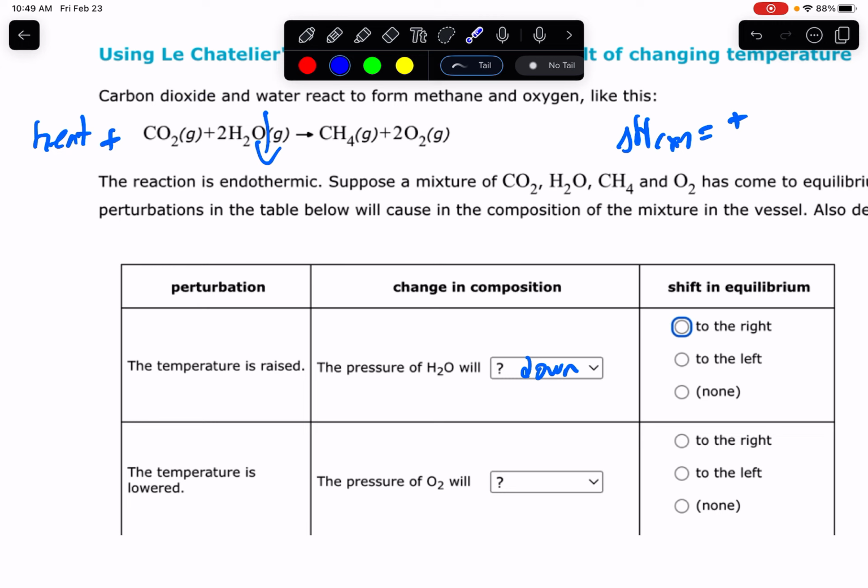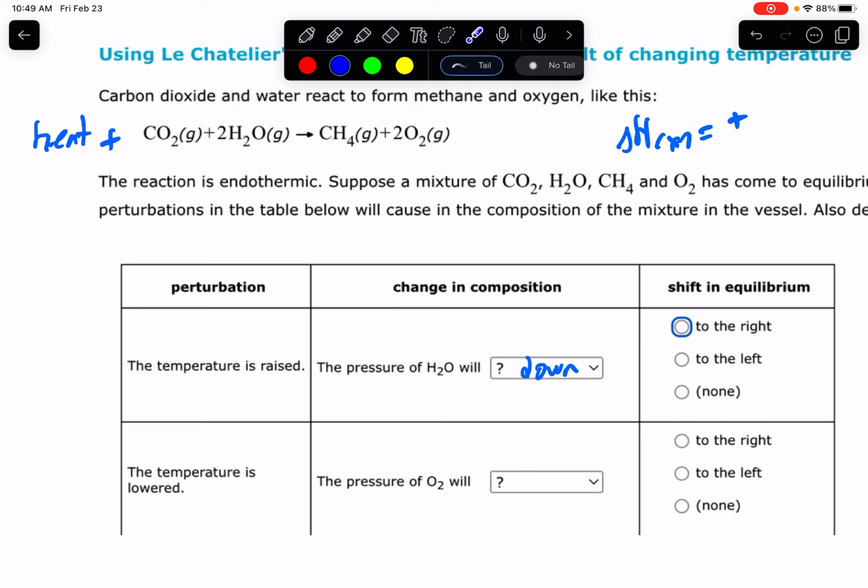Now, what if we lower the temperature? Again, now we're dealing with almost exactly the opposite scenario here, because we have heat on our reactant side. As we lower it, the reaction is going to shift this way to counteract the change. And when it does that, what's going to happen to our O2? Well, since our O2 is on this side over here, and we are shifting away from it, the O2 level is going to go down.